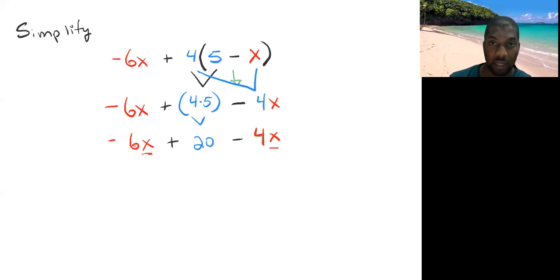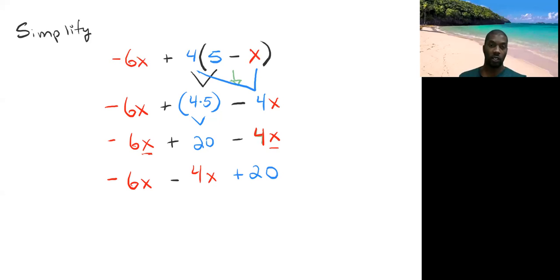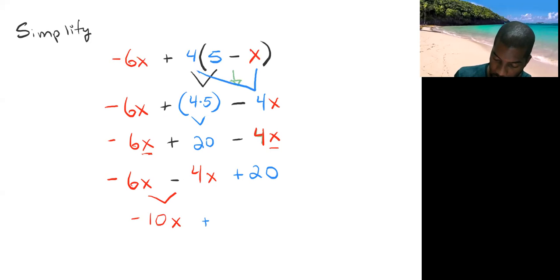So negative 6x minus 4x, let's rearrange it so it's in order. Negative 6x, you take the sign with the term, so negative 4x, and then take the sign with the term plus 20. And all I did was I rearranged it using the commutative property, right? So negative 6x minus 4x, negative 6 minus 4 is the same thing as negative 10. So I'm going to have negative 10x's plus 20. And that's it.